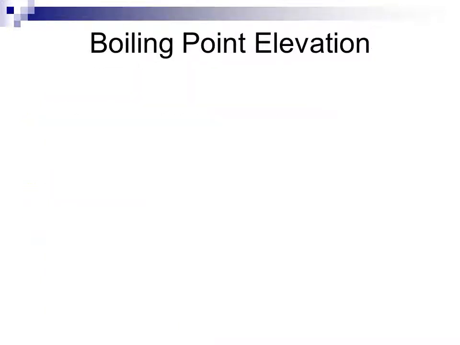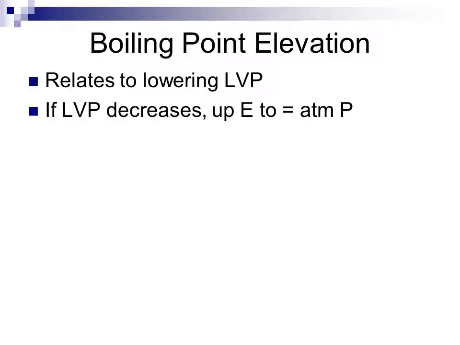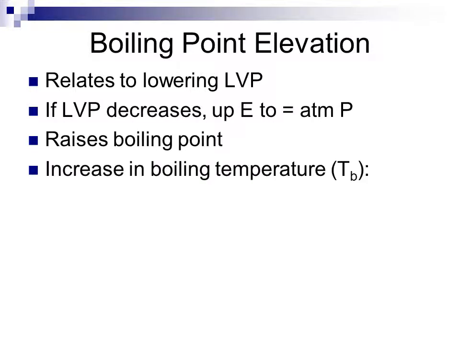Boiling point elevation is the second colligative property we talk about. It relates to the lowering of the liquid vapor pressure because we know that liquid vapor pressure is the pressure of the vapor over the liquid, and boiling point is the temperature needed to raise that liquid vapor pressure to reach atmospheric pressure. If the liquid vapor pressure has decreased from what it normally is, this requires even more energy to get it to equal the atmospheric pressure and reach the boiling point. So the boiling point will increase if the liquid vapor pressure decreases.